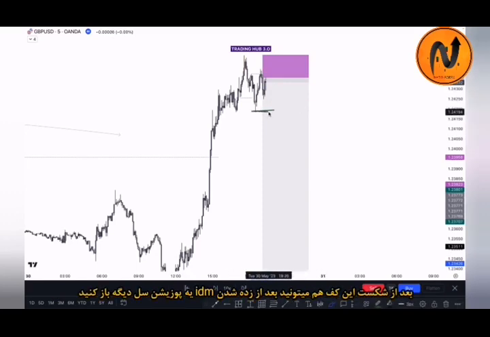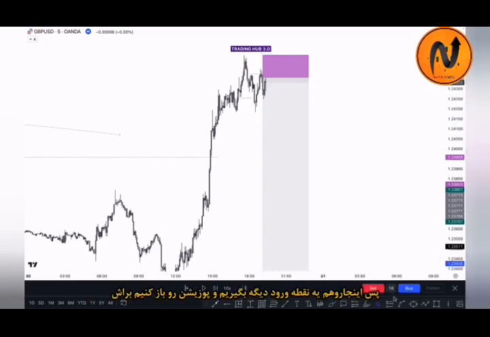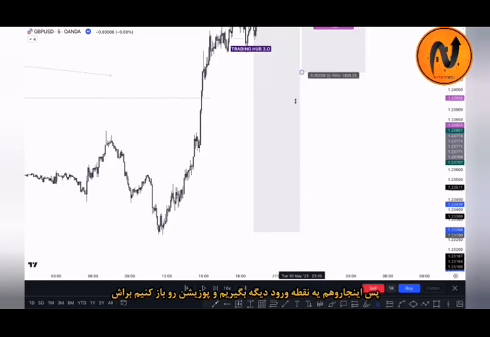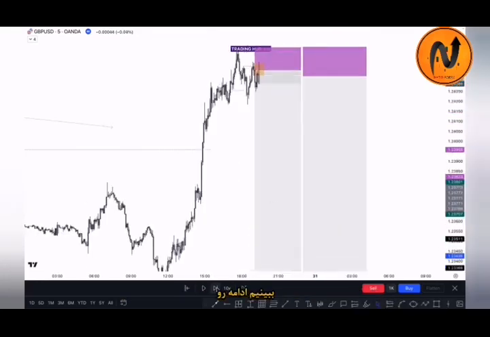You can add multiple positions until it breaks this low. If the market breaks this low, then you need additional inducement before the entry, right? So this one is our next possible entry for the sell at this point, and this is our entry, and this one is our target, and this is our final target. Now let's see what happened next here.